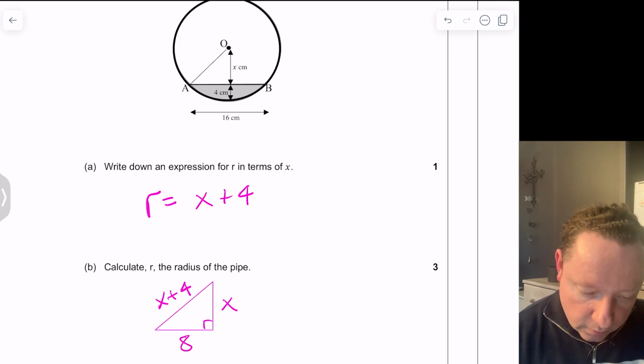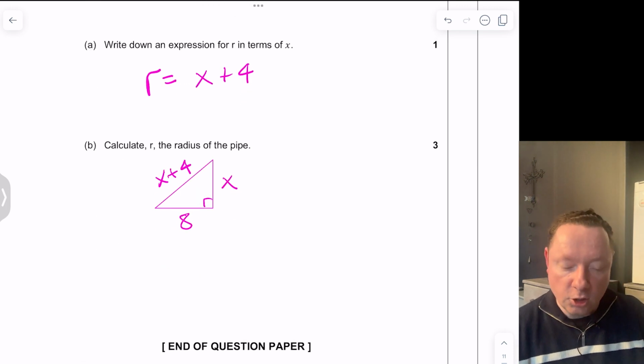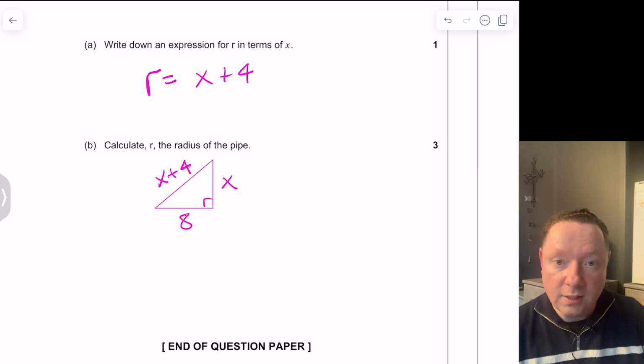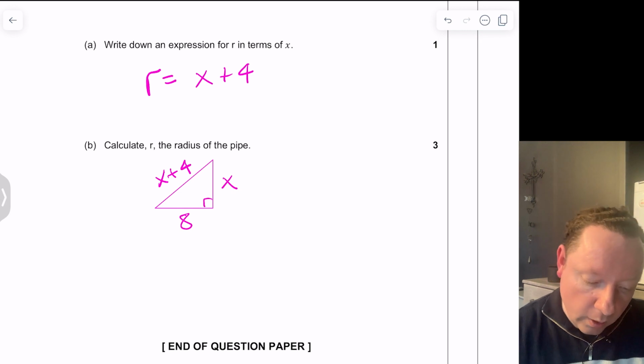That's not a diameter, is it? No, half the width is 8. Don't know the diameter. So this is a tricky Pythagoras or circle question. Usually you don't know one side and you use Pythagoras. But this is Pythagoras with algebra, so just bear in mind that this is quite an unusual question. But I'm going to work it out anyway.